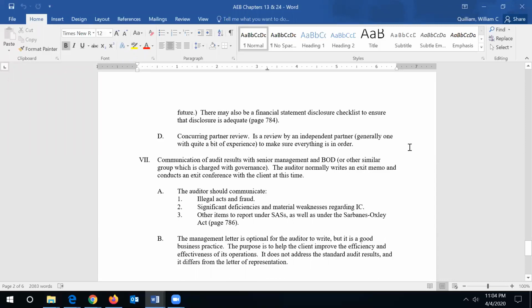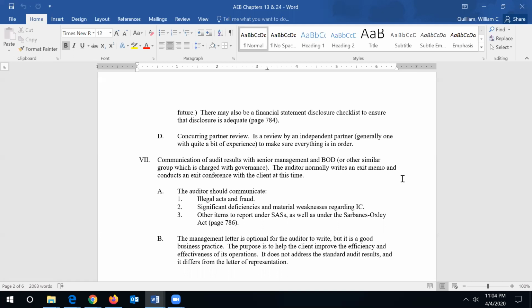Then there is also a concurring partner review. And that's a review by an independent partner, generally one with quite a bit of experience, just to make sure that everything's in order. Then, communication of audit results with senior management and the board of directors or a similar group charged with governance like a board of trustees of Florida Southern. And then the auditor normally writes an exit memo and conducts an exit conference with the client at this time. Our auditors do. They have an exit memo in which they go over the audit results, and they do meet with us. So they have the exit conference, and again, as a part of that, they will look at the past audit adjustments and have us agree that they're immaterial.